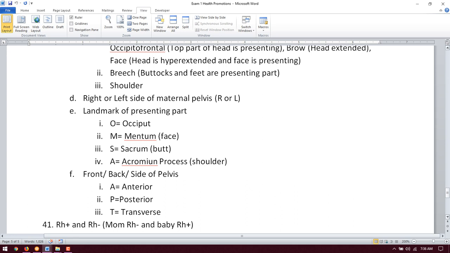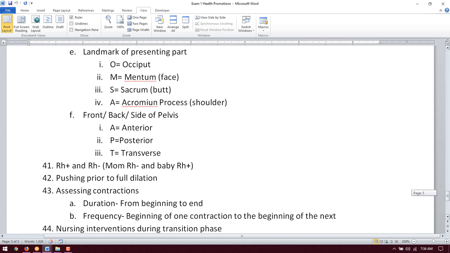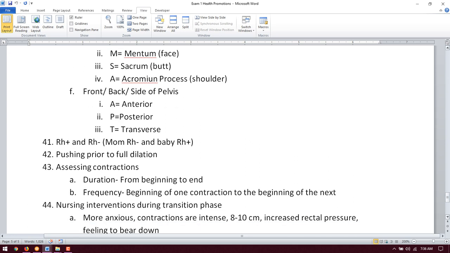Know the landmark of the presenting part. O for occiput is basically the head. M for mentum is the face. Sacrum, S, is the butt. And A is the shoulder. Know where that baby's positioned, whether they're anterior, posterior, or transverse.